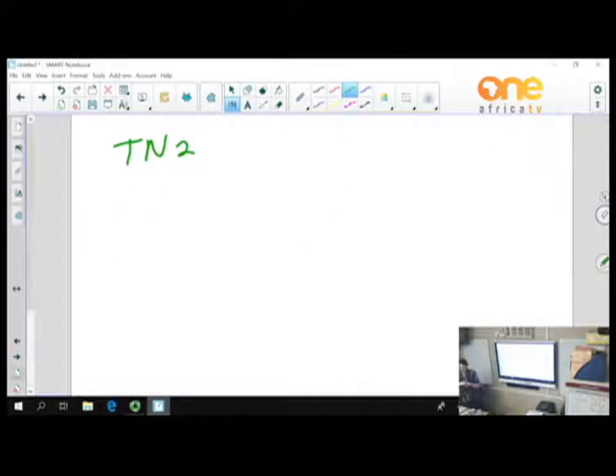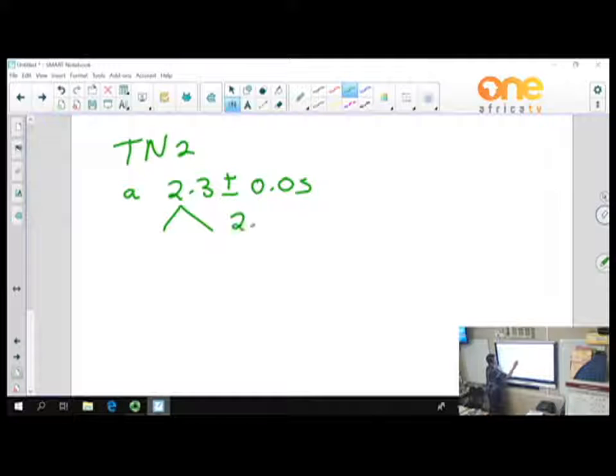A cook scales weigh to the nearest 0.1 kilogram. What is the upper bound for the weight of a chicken, which she weighs as 2.3? Now, 2.3 is the weight of the chicken. What do we do now? We take that 0.1 and you divide it by 2, which is what? 0.05. And then they just want the upper bound of this chicken, so it's 2.35.